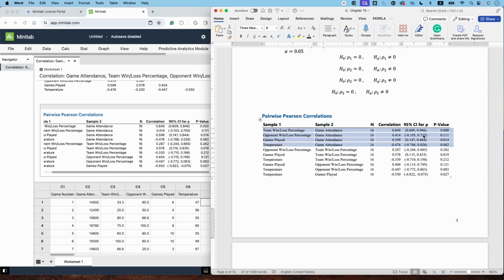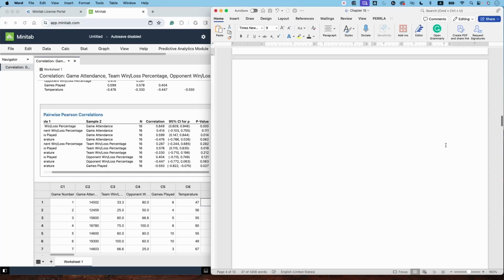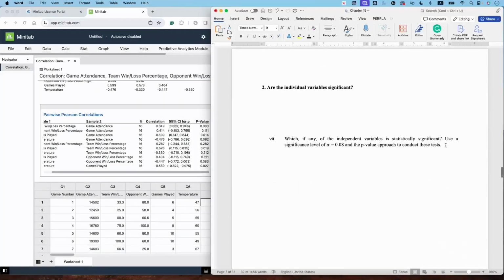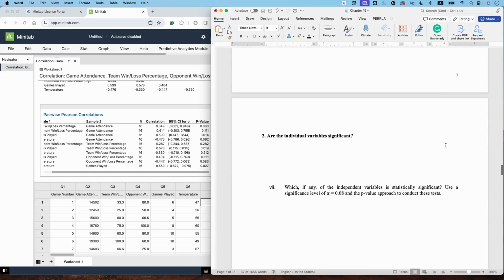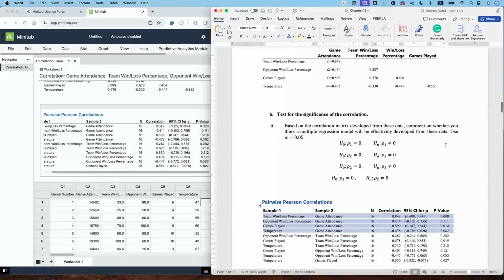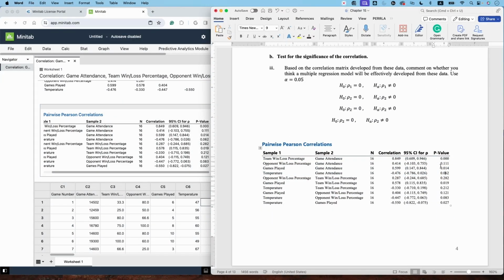So using 5%, this is less than 5%, so this is significant. This is not less than 5%, so this is not significant. This is not less than 5%. This is less than 5%. This is not less than 5%, right? Let me check what alpha I used, because I want to be consistent for the alpha.